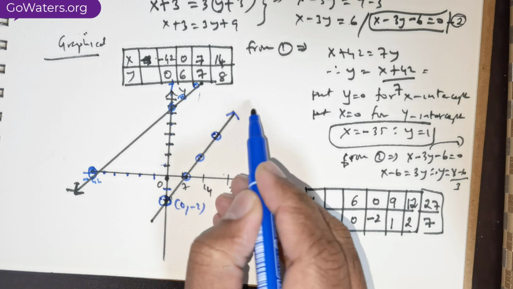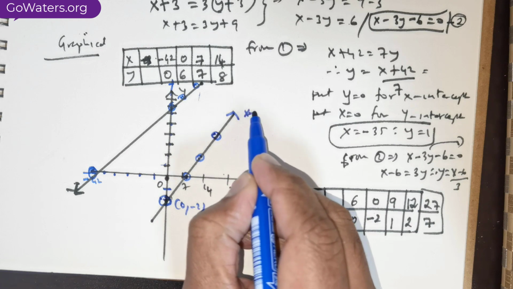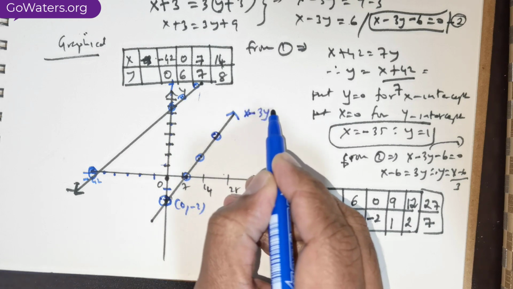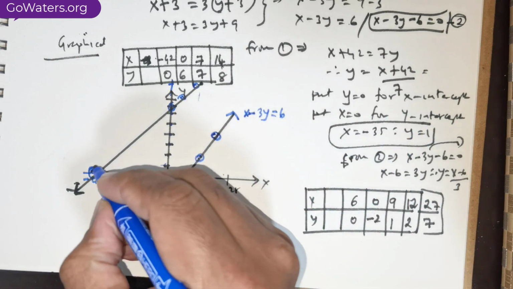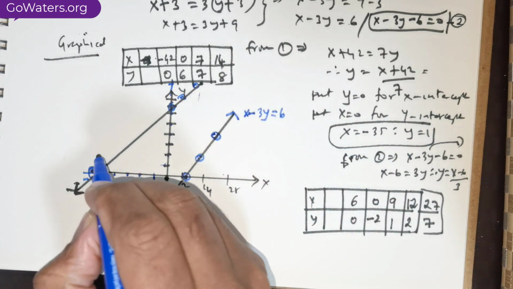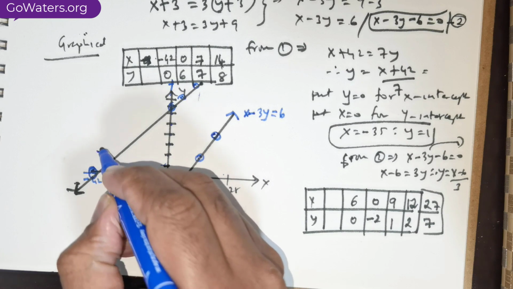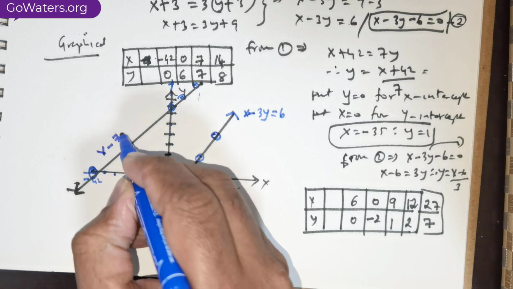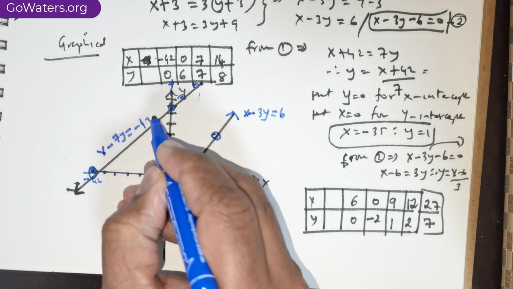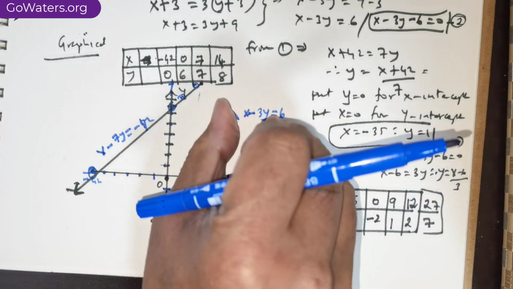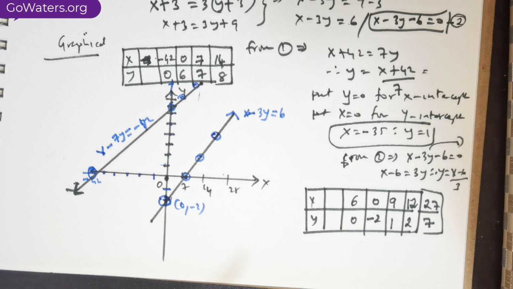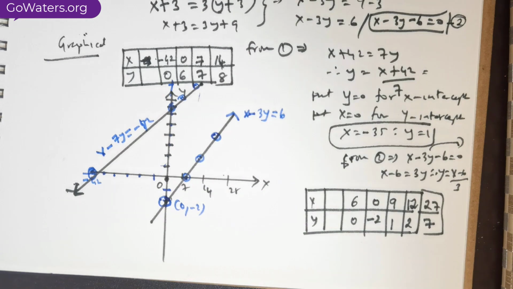So this is going to be x - 3y, and you can write it equal to 6. And this one you can write on the line itself as x - 7y is equal to -42. Depending on where you want to write it, you can write it either way. So that is the solution to the question, students. We'll move on to the next one.